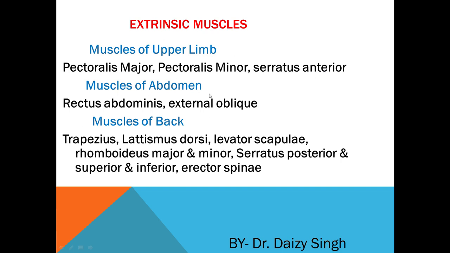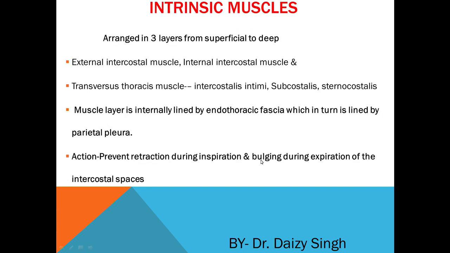The muscles of the abdomen are rectus abdominis and the external oblique muscle. These are the muscles of the abdomen. Then the muscles of the back are trapezius, latissimus dorsi, levator scapulae, rhomboids major and minor, serratus posterior superior and inferior, and erector spinae. These are the various muscles of the back. The extrinsic muscles we have already studied.